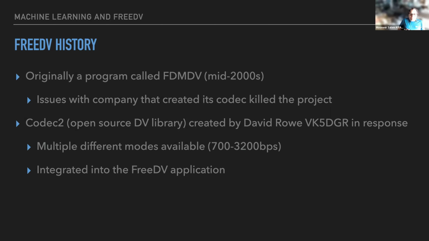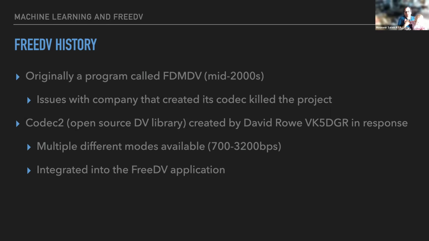So FreeDV has actually been around for quite a while. Originally, there was a program called FDMDV that came out in the mid 2000s, and it used a commercial audio codec at the time, but it was in kind of this gray area where the company who created that codec didn't really give hams permission to use it, but they also didn't say hams couldn't use it. And so because of that, hams were kind of just experimenting with it, but then things happened, and eventually that commercial company in question decided that hams couldn't use that codec anymore. So that killed the project pretty much immediately.